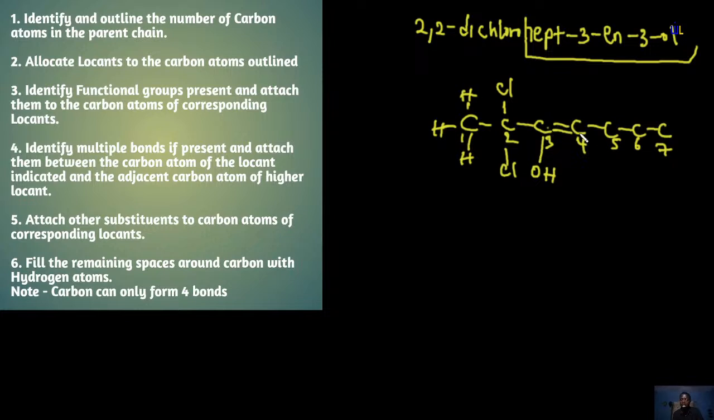So let's check this one. This carbon has 1, 2, 3 bonds, which means it remains 1, so we fill it with hydrogen. Then we come here, we have 1, 2 bonds, meaning that there will be 2 hydrogen atoms. Then 1, 2, there will be 2 hydrogen atoms. Then 1, which means there will be 3 hydrogen atoms here. And that is the structure of 2,2-dichlorohept-3-yn-ol, basically.